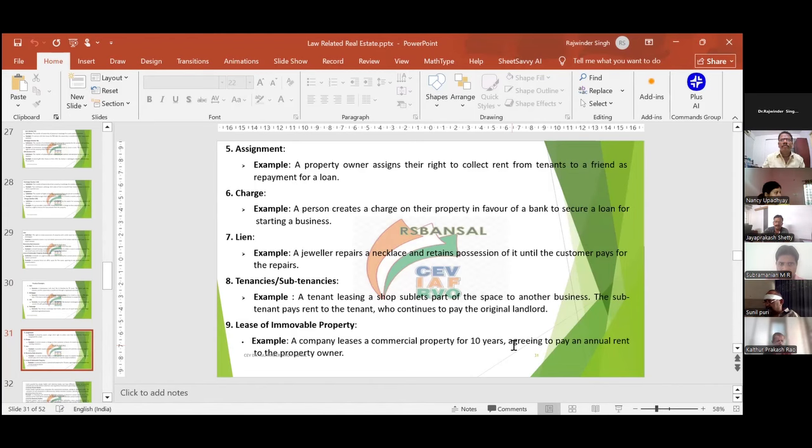Charge. A person creates a charge on their property in favor of a bank to secure a loan for starting a business. Lien. A jeweler repairs a necklace and retains possession of it until the customer pays for the repairs.